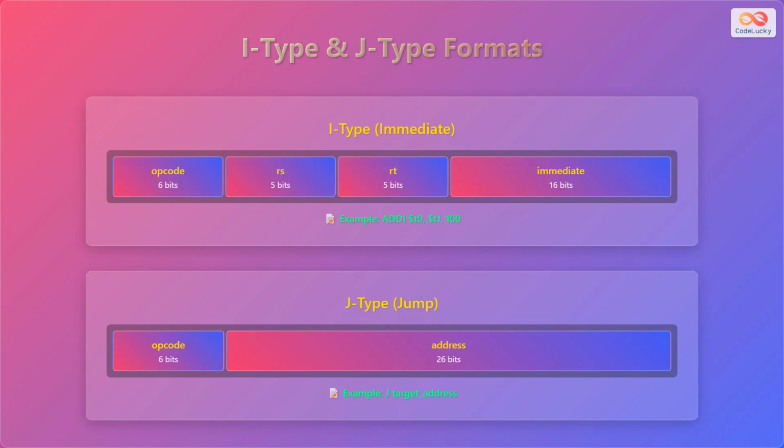Now let's discuss the J-type format, or jump type, which is used for jump instructions. A J-type instruction includes the following fields: opcode, which is 6 bits, specifying the jump operation; address, which is 26 bits, representing the target address to jump to. An example of a J-type instruction is jump target address, which jumps to the specified target address.